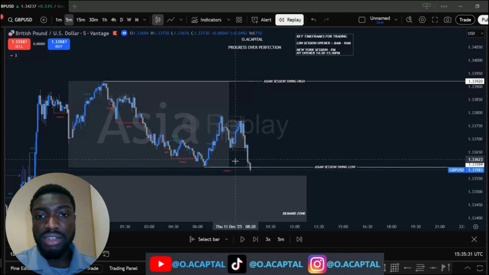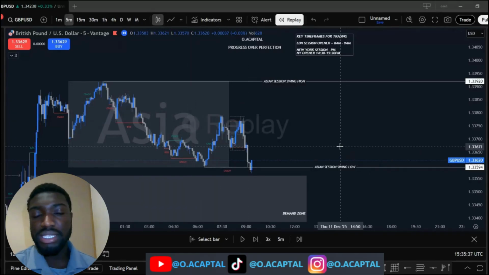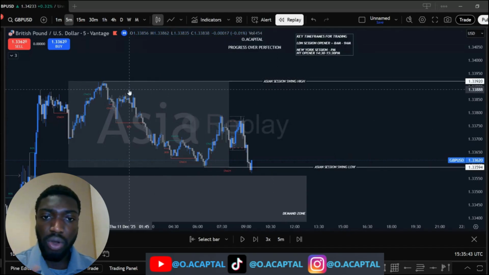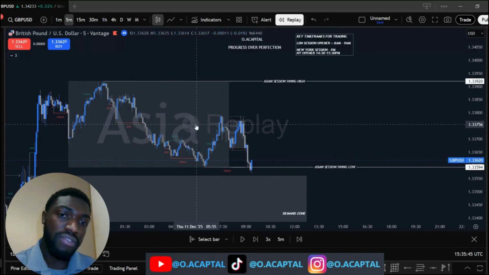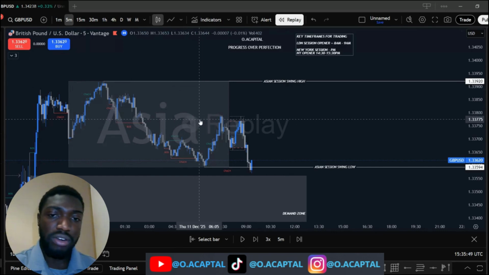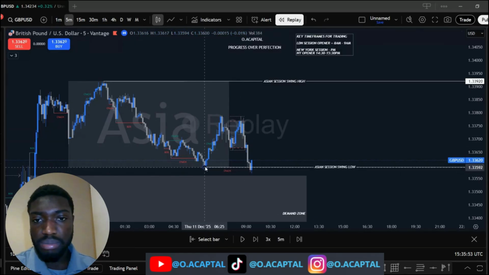So we can see London open is done, and London has made a clean sweep of the Asian low, which is always another first confirmation. Whenever price sweeps either the high or the low, price tends to reverse to the upper area to sweep the high, for example. So in this case, we know London has opened and London has swept the Asian low.